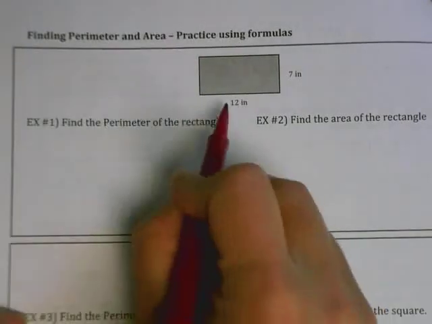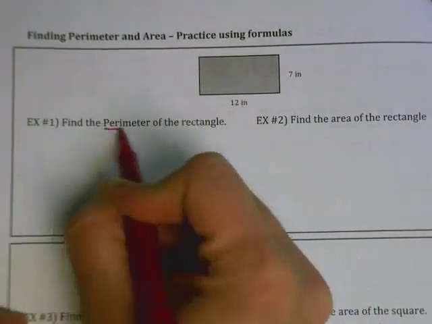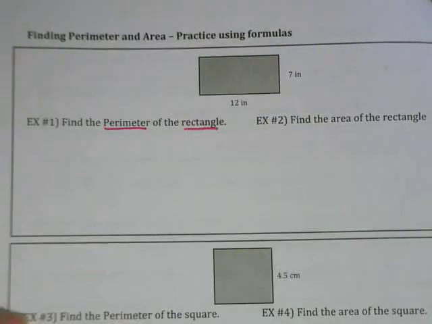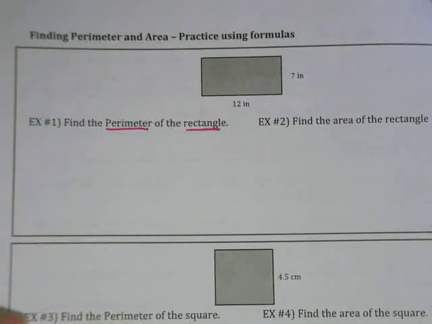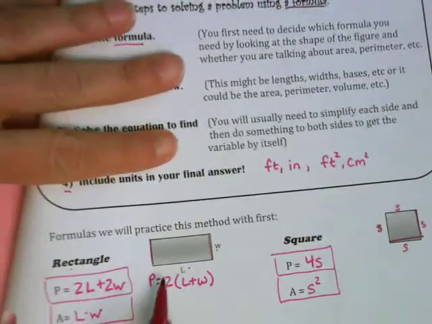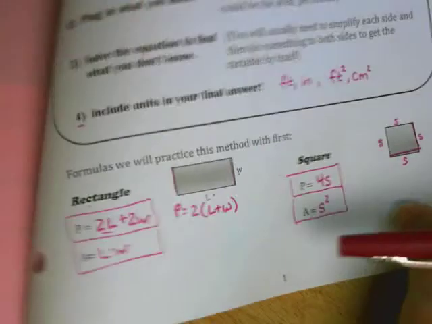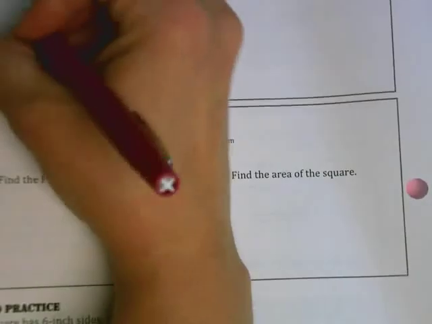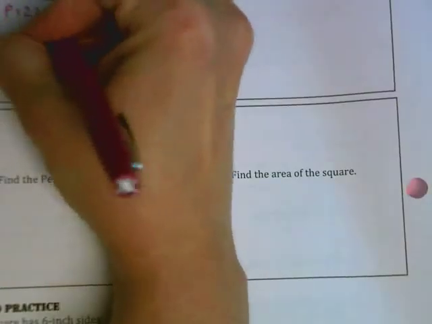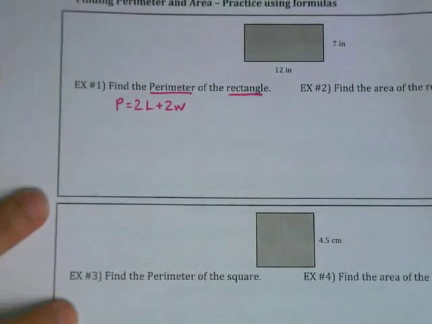So can you tell me what is the formula for the perimeter of a rectangle? If you need to, pause it, look back on the page before, and find me the formula for perimeter of a rectangle. I'll show you real quick. Rectangle, perimeter right here. P equals 2L plus 2W. So we're going to use that. P equals 2L plus 2W. All we did literally was write down the formula right there. We didn't plug anything in yet.